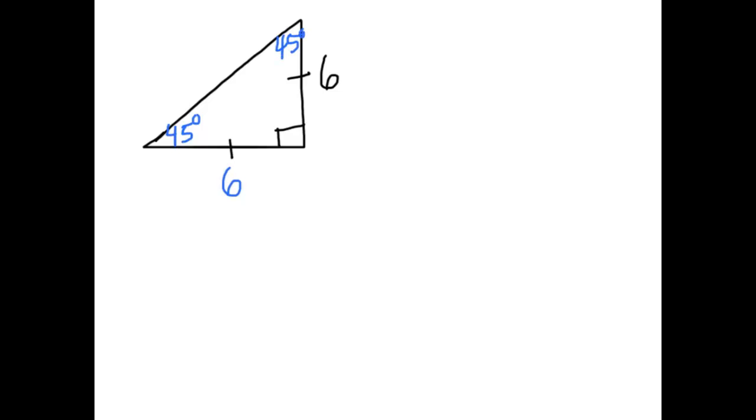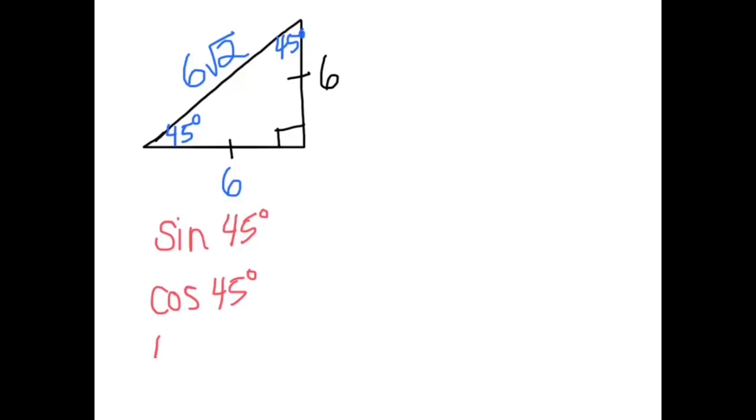Any isosceles right triangle is a 45, 45, 90 triangle. I could use the Pythagorean theorem to solve for the hypotenuse, or I could remember my special right triangle relationships. I know that that hypotenuse is 6√2. What I would like to know now is sine, cosine, and tangent of 45 degrees. Notice I'm naming it 45 degrees instead of just angle theta, because in this example I actually know the angle measure.